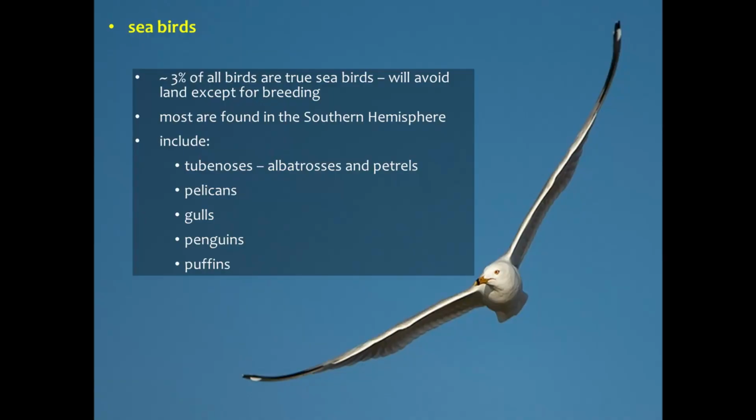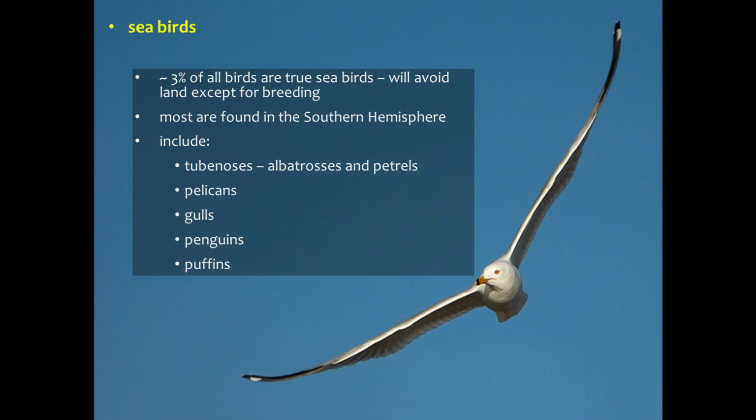Even though they represent a small portion of all birds on the planet, only about 3%, we also have seabirds. These are birds that will basically avoid land at all times except for breeding, and they're known as true seabirds. We found that most of them occur in the southern hemisphere simply because there's more water, more ocean, in the southern hemisphere as opposed to the northern hemisphere.